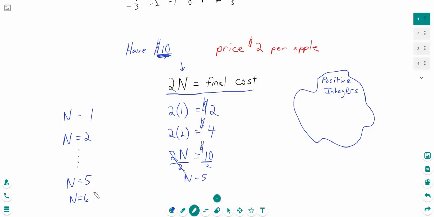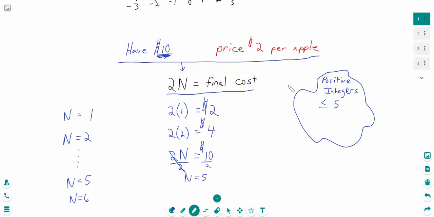So what we can take away from this is that the pool of possible answers here is going to include positive integers, and they have to be less than or equal to 5, because we cannot buy 6. So that would be the domain for this problem. Hopefully that makes sense. Because they have to be positive, they have to be integers, and they have to be less than or equal to 5. Those would be the values that make sense given our particular problem here.